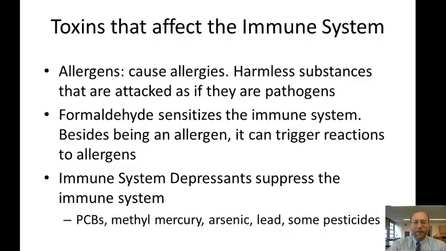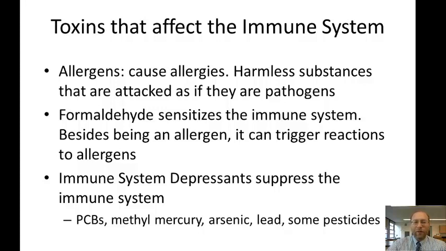Another category of toxins are those that affect the immune system. First one are allergens, and these are ones that cause allergies. And these are harmless substances, and they are attacked as if they are pathogens. Pollen is probably the most common example of this. Also, formaldehyde sensitizes the immune system. So besides itself being an allergen, it can trigger reactions to allergens.